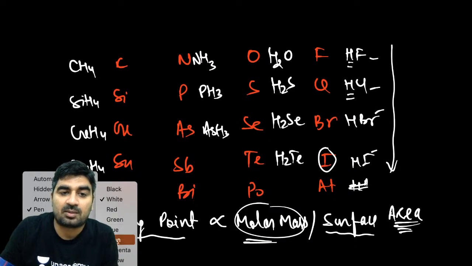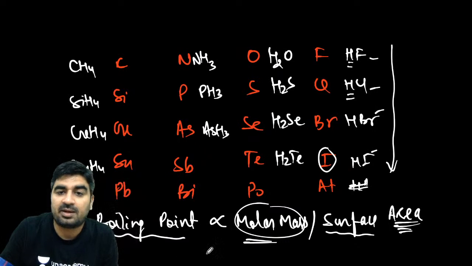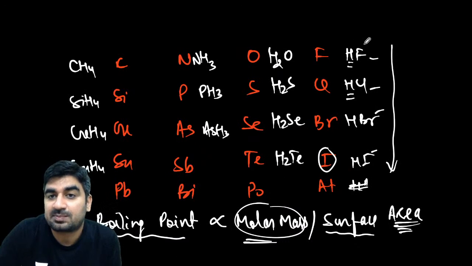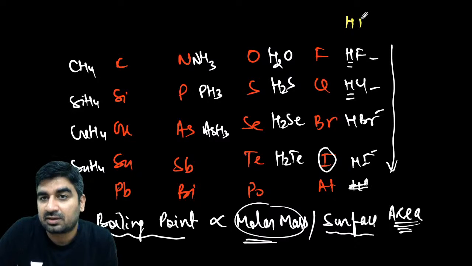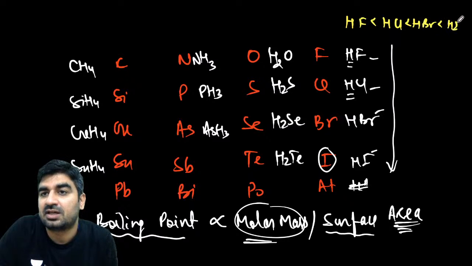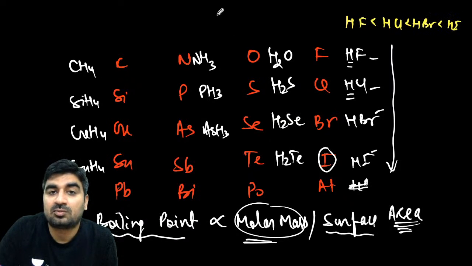So why am I talking about it? As per this theory, the boiling point of HF should be lower than HCl, then HBr, then HI. Similarly, the boiling point of H2O should be lower than H2S.